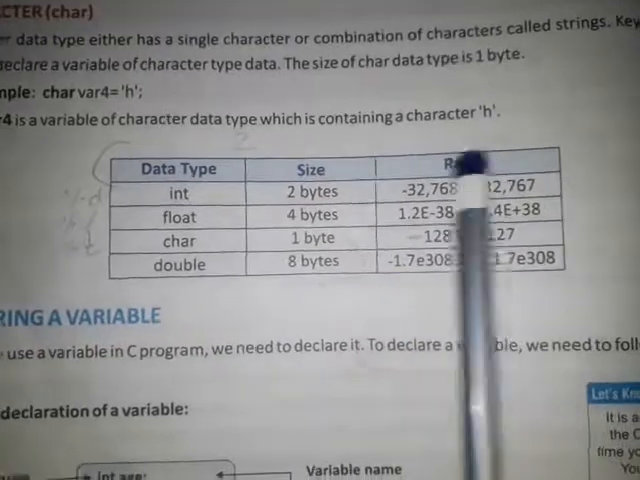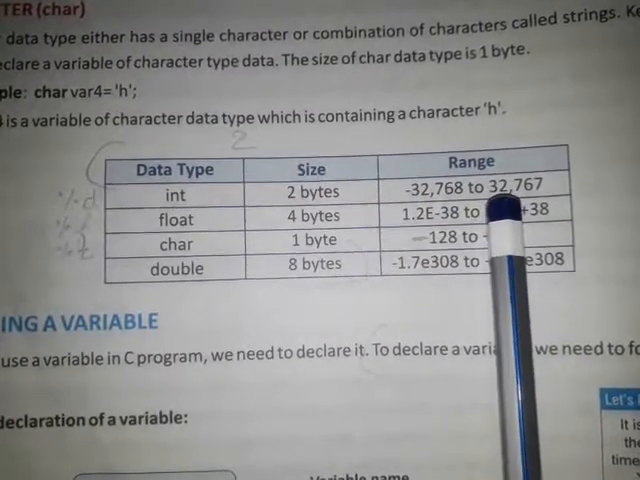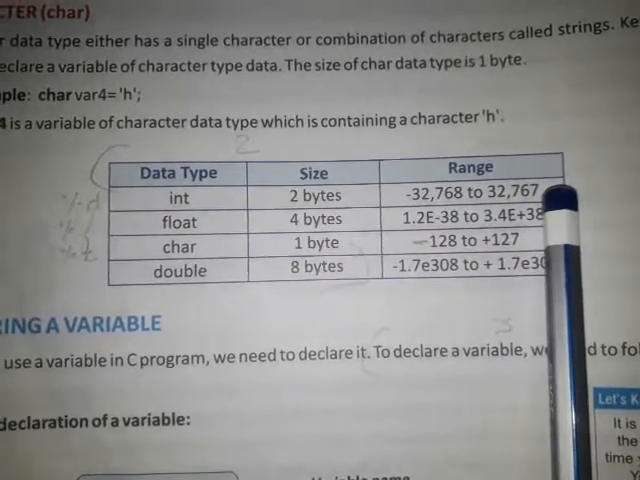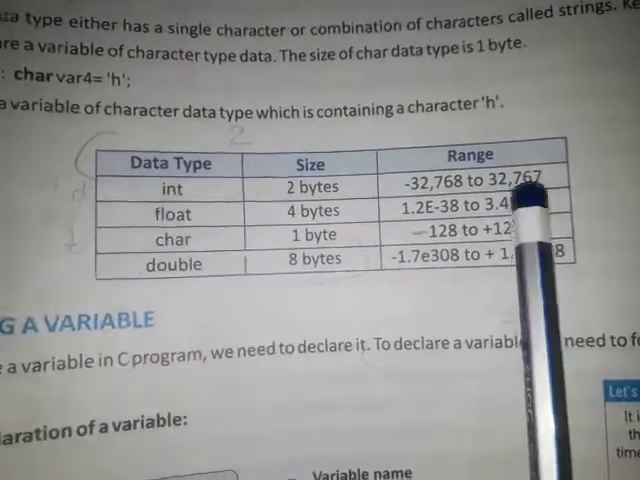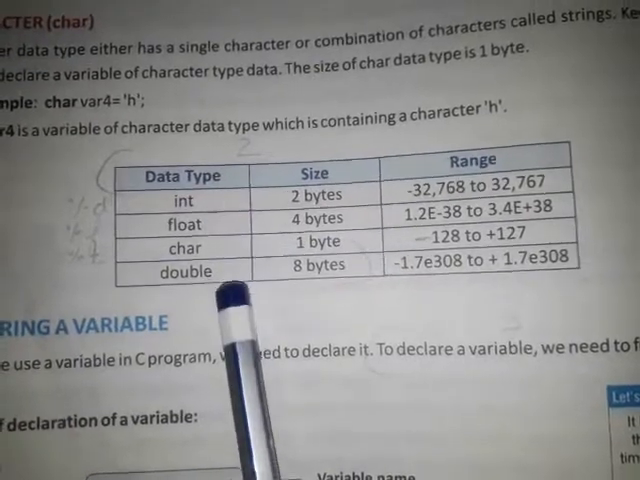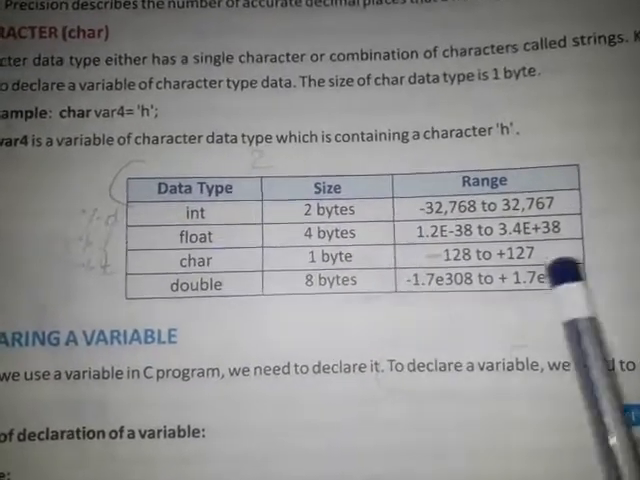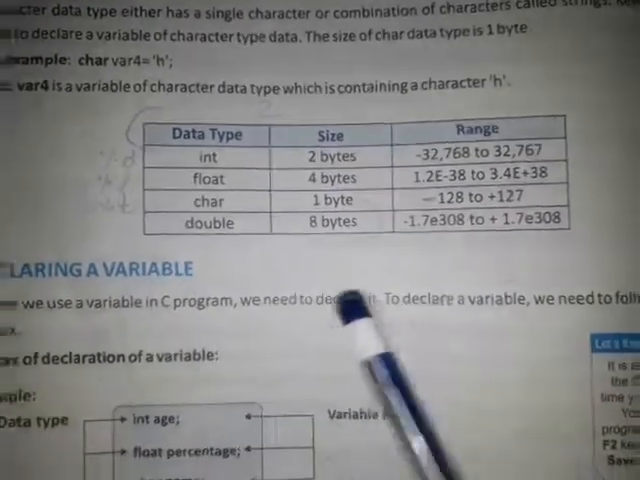So be careful while giving values. If you give a value more than 32,767, say 32769, this integer variable is not going to store the value because it is out of range. So you have to use either float or double, not char. So these are the limitations of different data types.